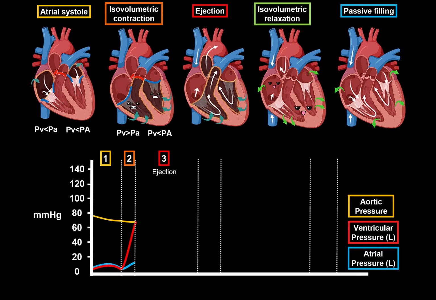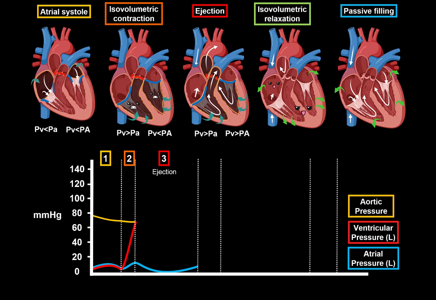Now we enter the ejection phase. In the ejection phase, the pressure in the ventricles is still higher than in the atria, so the AV valves are closed. The pressure in the ventricles is higher than that of the great vessels, so the semilunar valves are open, and blood is being pushed out into the great vessels, in both the pulmonary circulation and the systemic circulation. Now, how does that affect the pressure in each part?